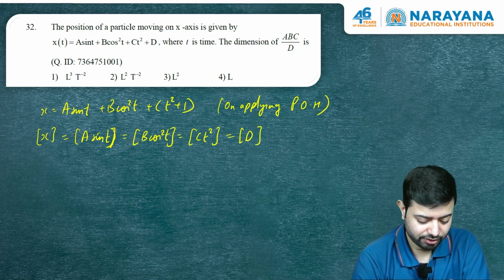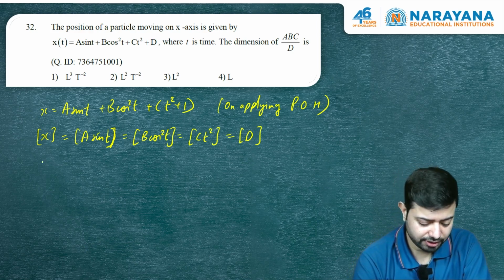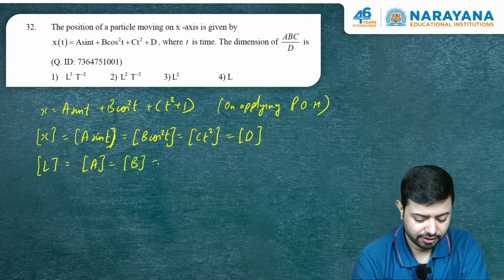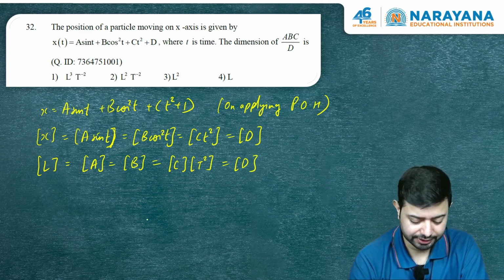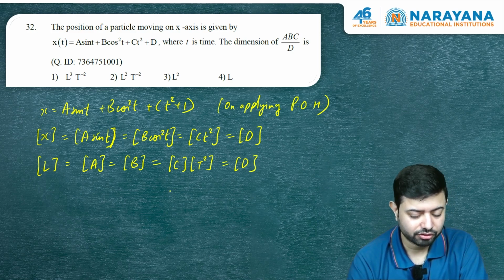And well, what is the sin t dimension formula? Nothing. Cos square t, nothing, right. So, you can say here this is L, which is the dimension formula of A, which is also the dimension formula of B, and then you have dimension formula of C, and t square will be t to the power 2, which is now equal to finally dimension formula of D. So, well, what is the dimension formula of A? L, dimension formula of B? L, dimension formula of D is also L.